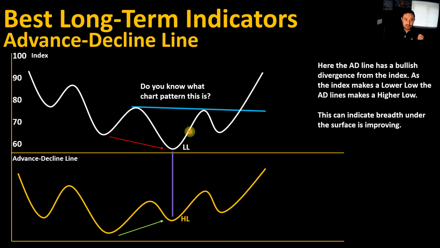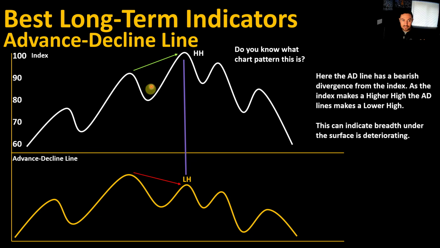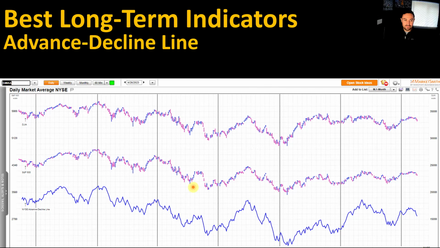So on the prior slide, we can look for higher lows. When the index makes a lower low, but the AD line makes a higher low, it can indicate breadth underneath the surface is improving. But if we see the index making a higher high not confirmed by the AD line making a lower high, it can indicate that there is deterioration going on underneath the surface.